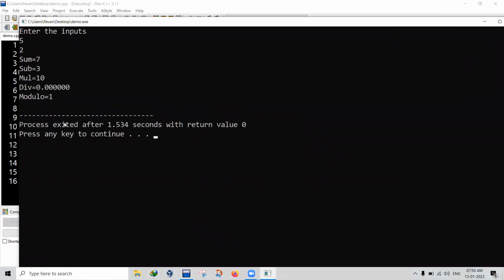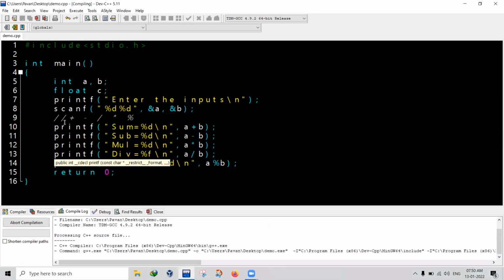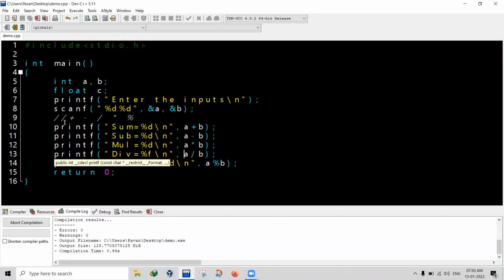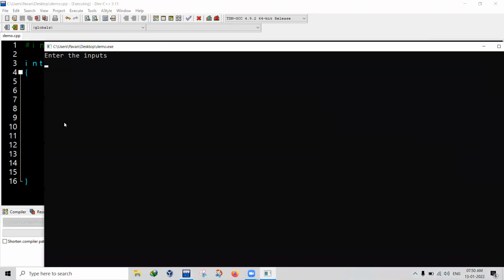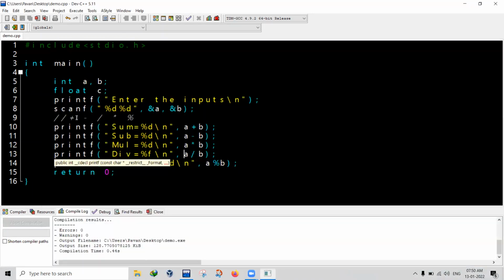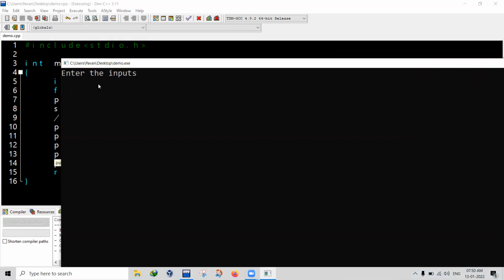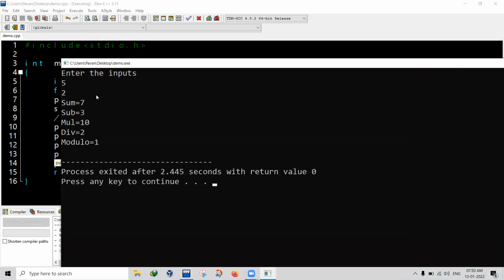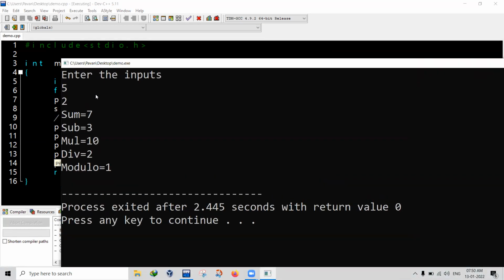What is this? One second. Compile again. Sorry, my bad. My compiler has some problem, I guess. Yeah. Where is it? Oh, sorry. It is an integer. So if you see here, 5 and 2, we get the answer as 2, which is wrong. So we have to make sure the answer that you represent is in the perfect data type.